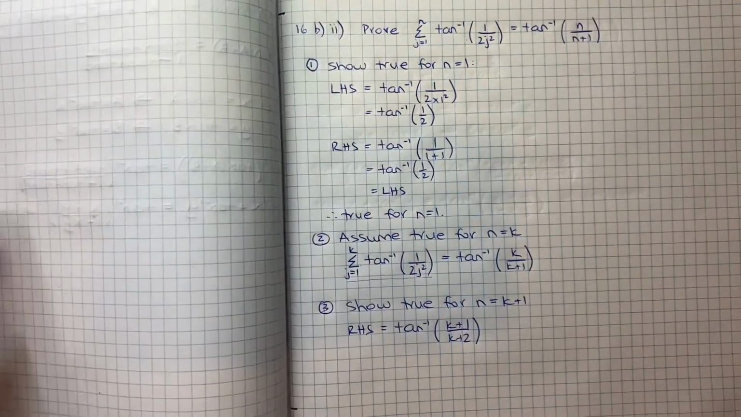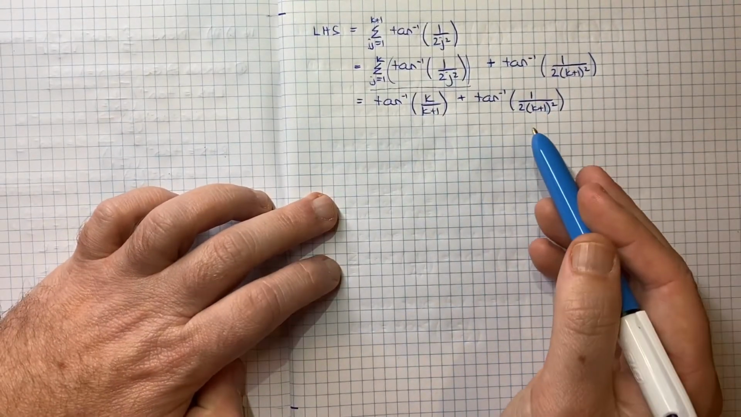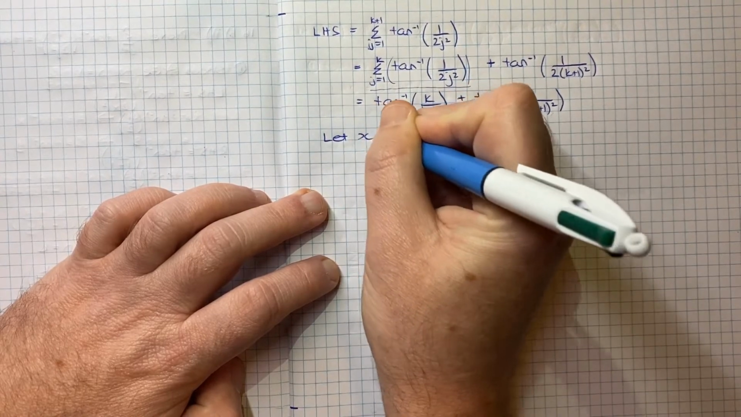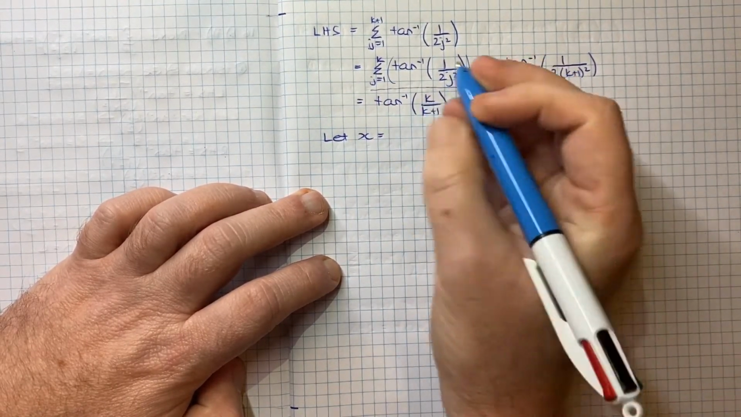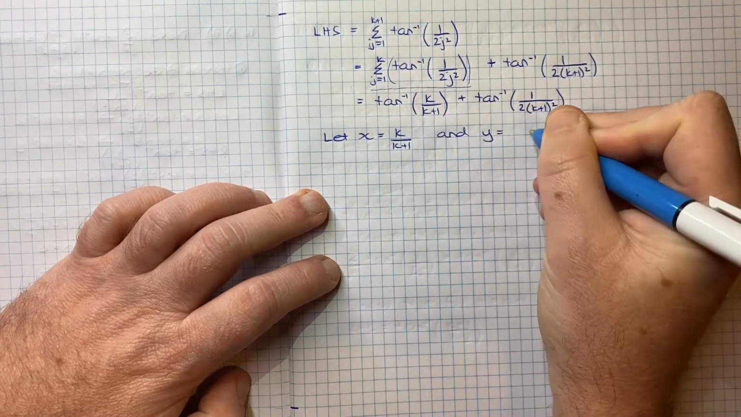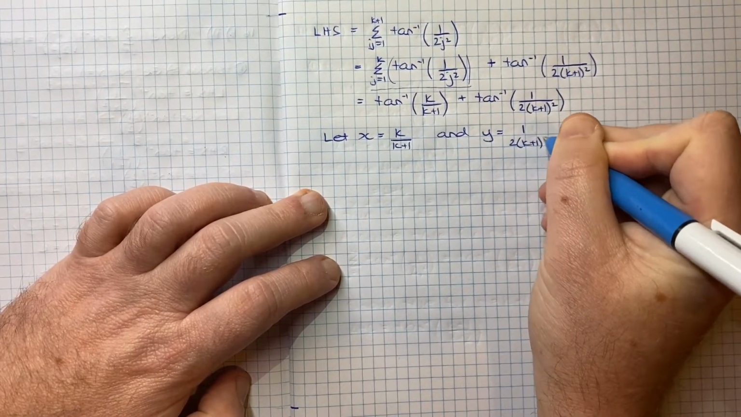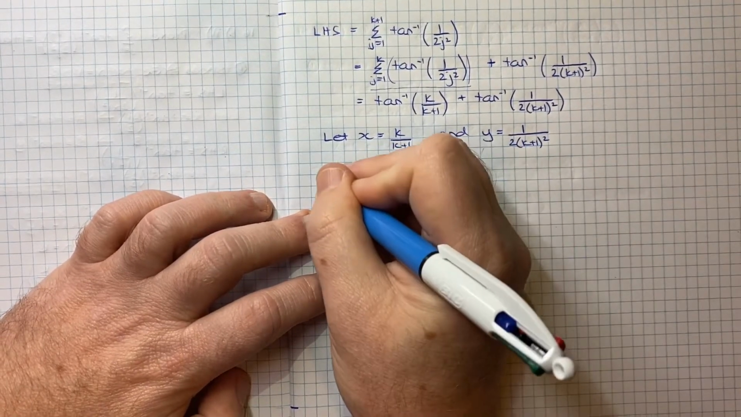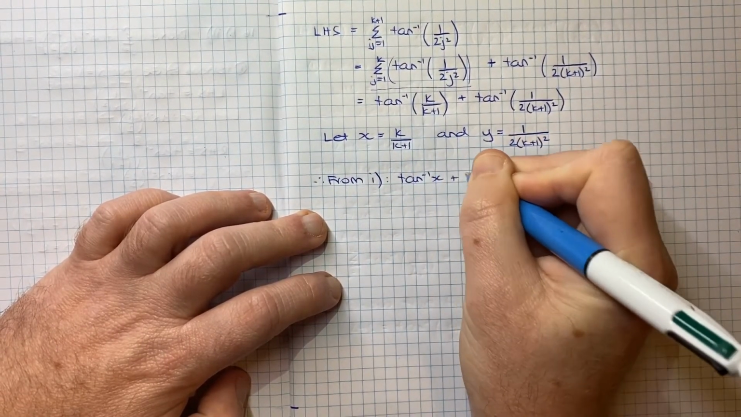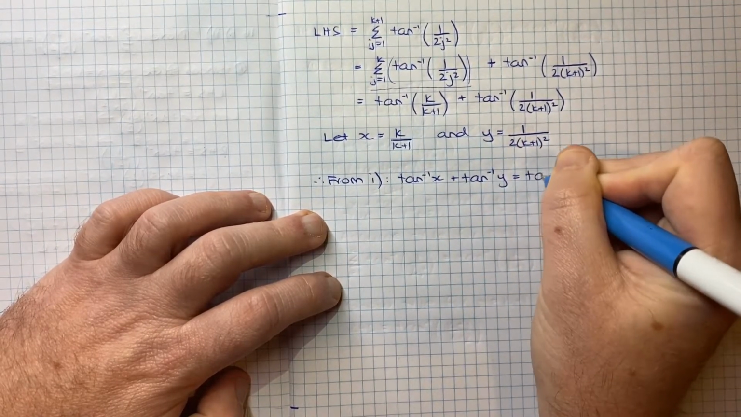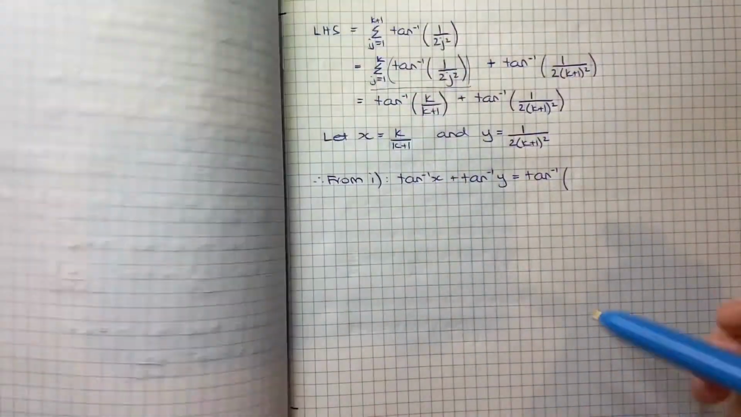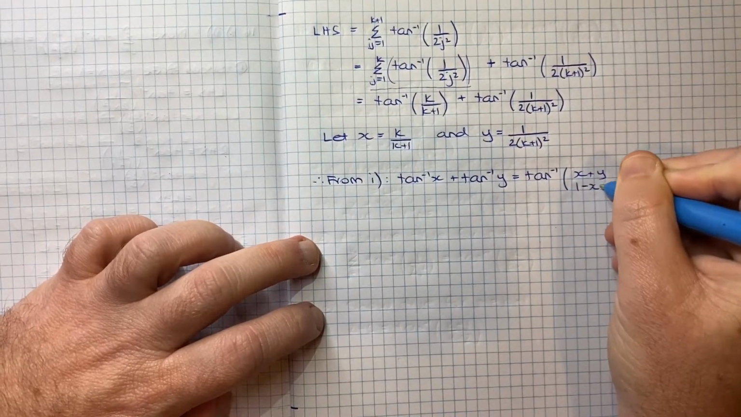So here, it might be helpful to just define some x and y to make it really clear how to link to part 1. So let's let x be this thing inside the first inverse tan, so k on k plus 1. And let's let y be 1 on 2k plus 1 squared. So now we can say, therefore, from part 1, the inverse tan of x plus the inverse tan of y is equal to the inverse tan of, and I'll just make sure I get this right, x plus y on 1 minus xy.